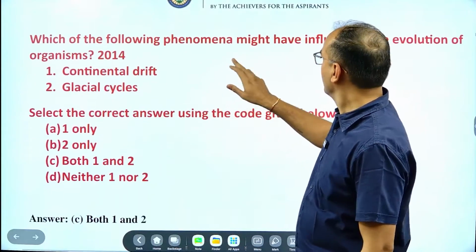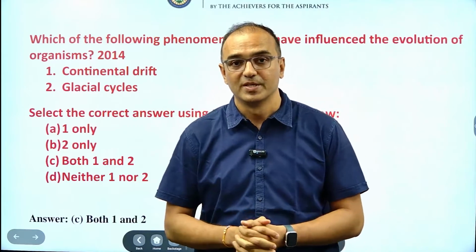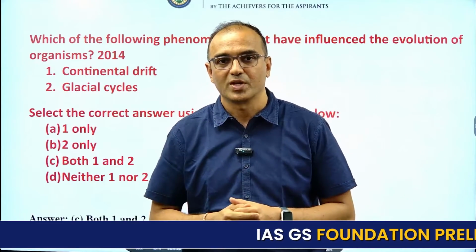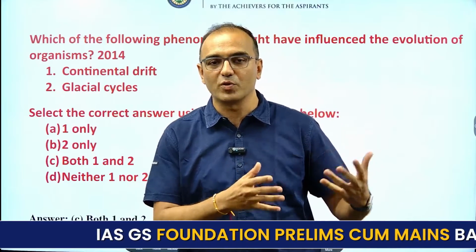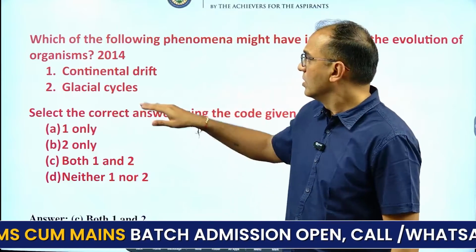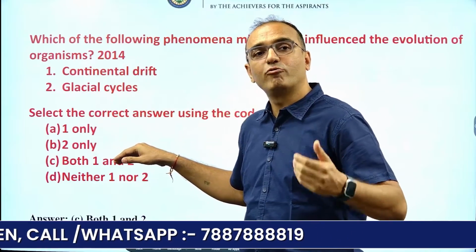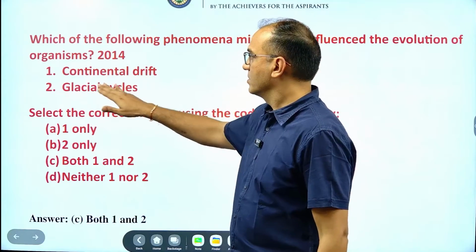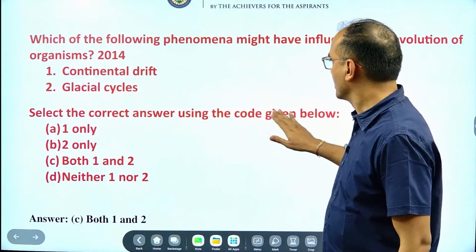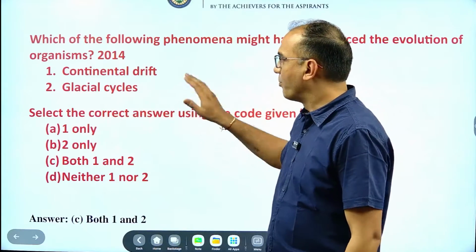Which of the following phenomena might have influenced the evolution of organisms? Right? Darwin's theory. If we talk about the evolution of organisms, we are talking about the theory which was given by Darwin through his very famous book, Origin of Species. So, this evolution of organisms, right, it was majorly influenced by what? Continental drift, glacial cycles. Both of them are correct, right? Select the correct answer using the codes given: only 1, only 2, both, and neither. Now, both 1 and 2.